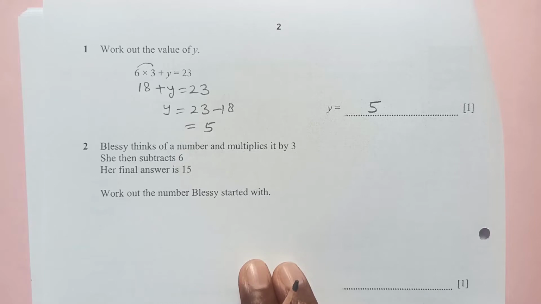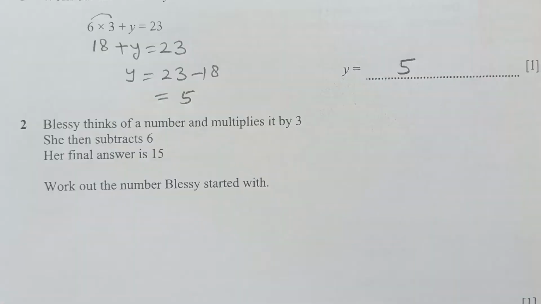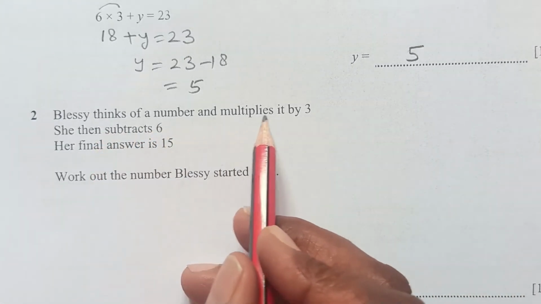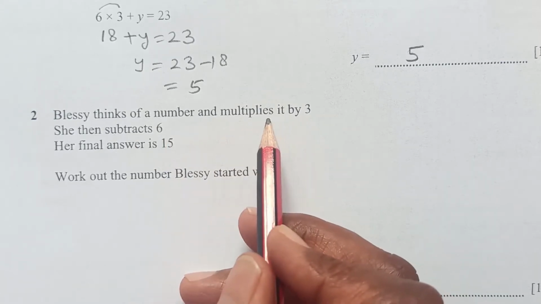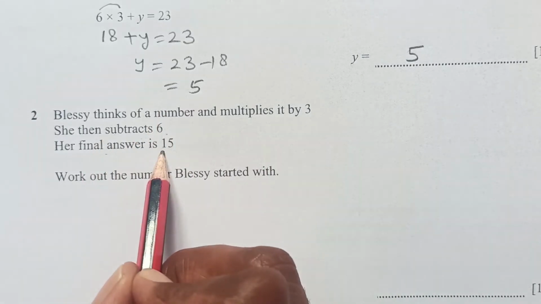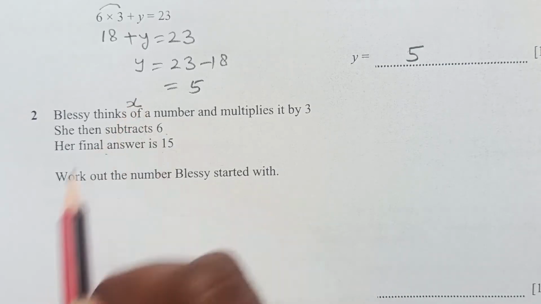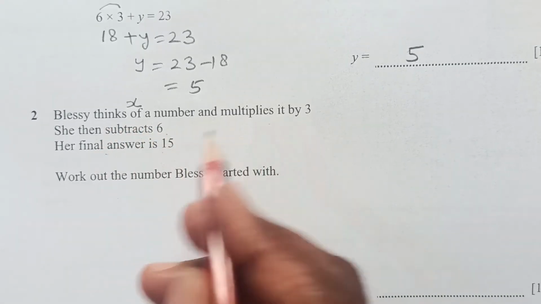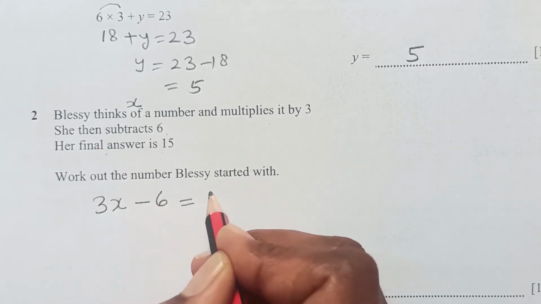Now next, let me see which is the next. The next question is here. Blassie thinks of a number and multiplies it by 3. So this is just construction of an expression. First you need to construct, then she subtracts 6. Her final answer is 15. Work out the number Blassie started with. So let's say Blassie thinks of a number x, right? She multiplies it by 3. So that means 3x, right? Then she subtracts 6 and the answer is 15.